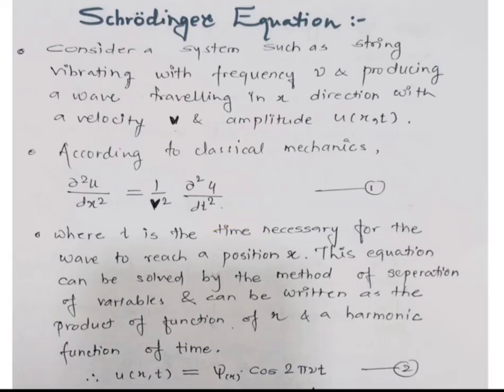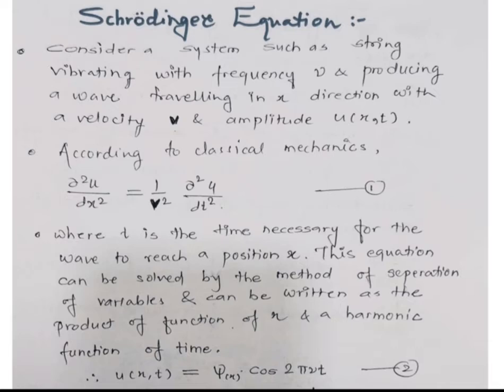For that purpose, consider a system such as a string vibrating with frequency nu and producing a wave traveling in the x direction with a velocity v and amplitude u. So simply consider here the frequency is nu and the direction is x. The velocity of the object is small v and the amplitude is u. So, according to classical mechanics, the equation is given here.